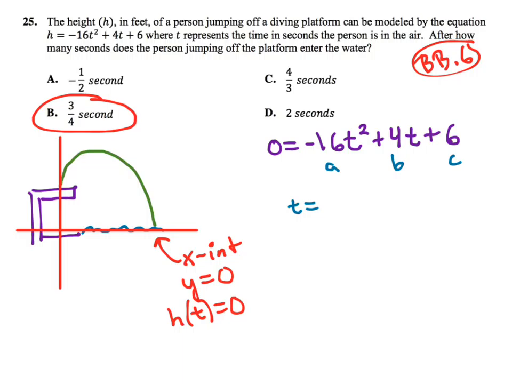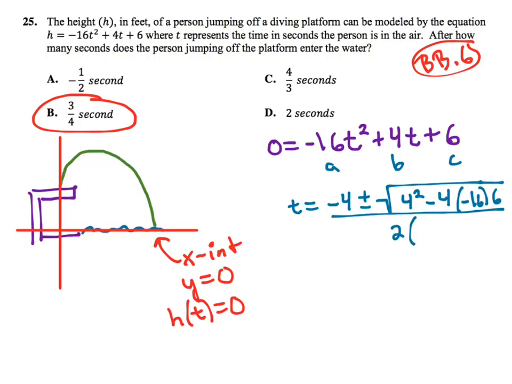T equals opposite B plus or minus the square root of B squared minus 4 times A times C, divided by 2 times A. Now I'm going to tell you, the number one mistake people are making is when they multiply these in the discriminant, they're getting the wrong sign. I also saw some people multiply all these terms. Don't do that. We're subtracting. So this is B squared minus 4 times A times C.